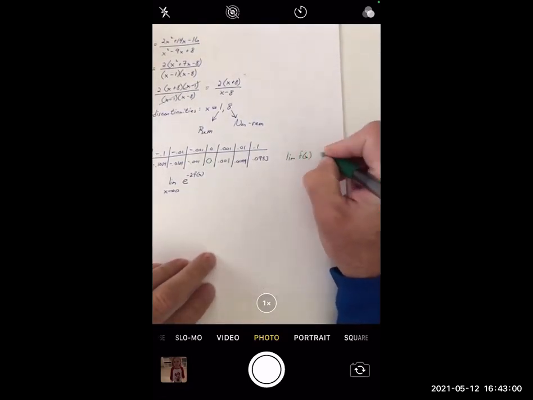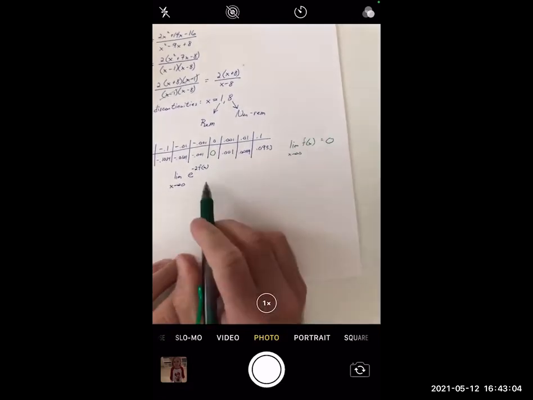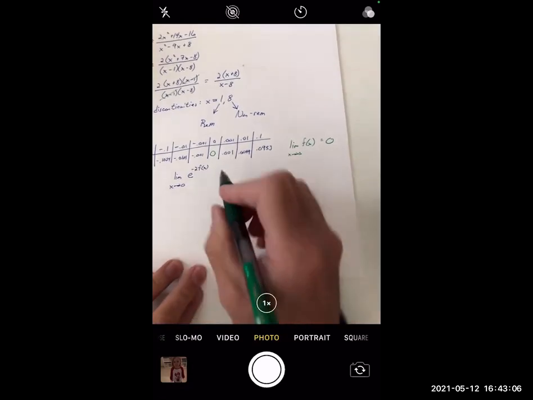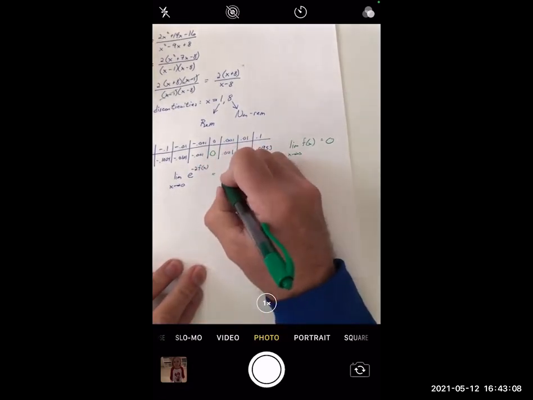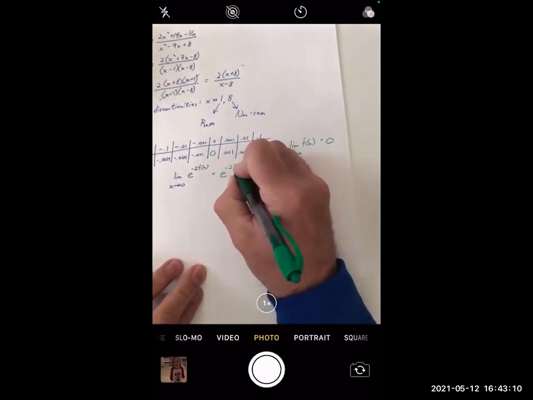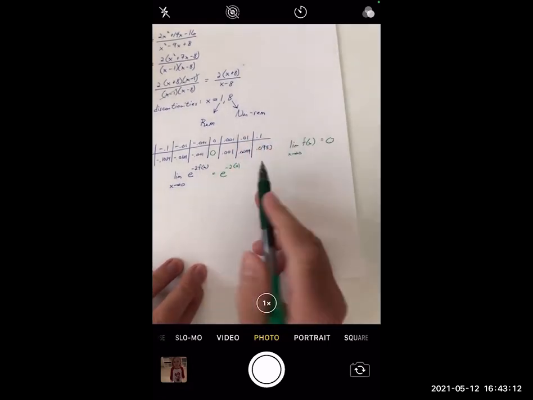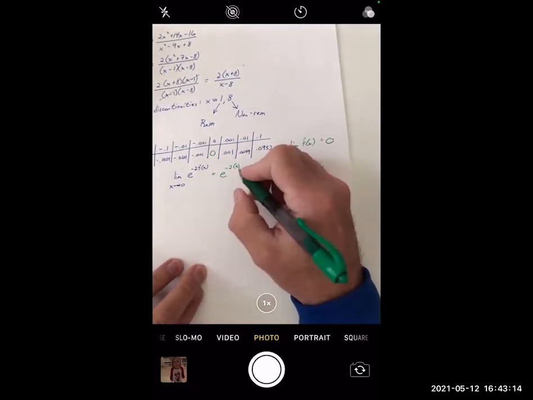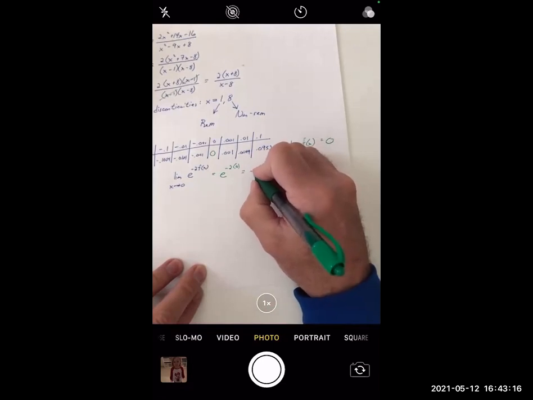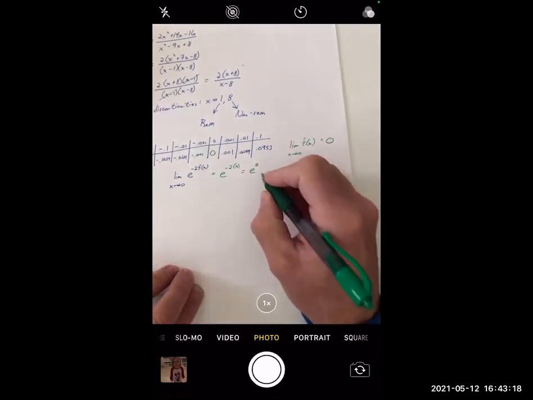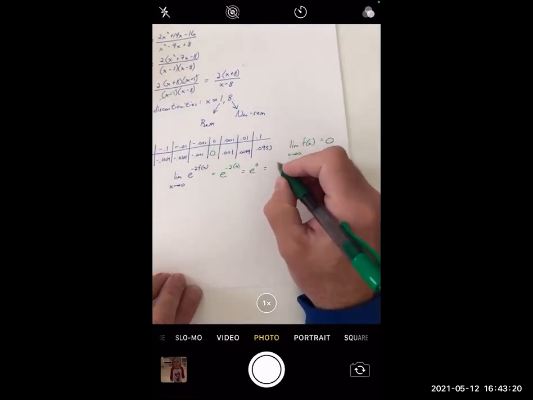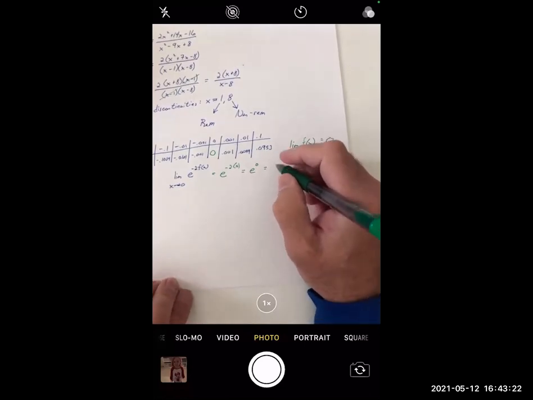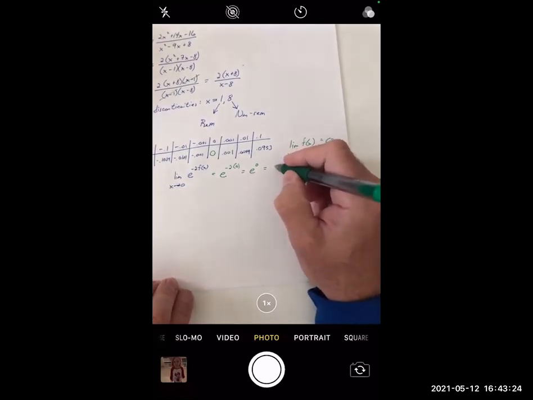So the limit of f of x as x approaches 0 is 0. So this little thing right here is going to go off to 0 for just the f of x part, and then you can evaluate the rest of it. So negative 2 times 0 is 0. And then e to the 0 is usually what? 1.